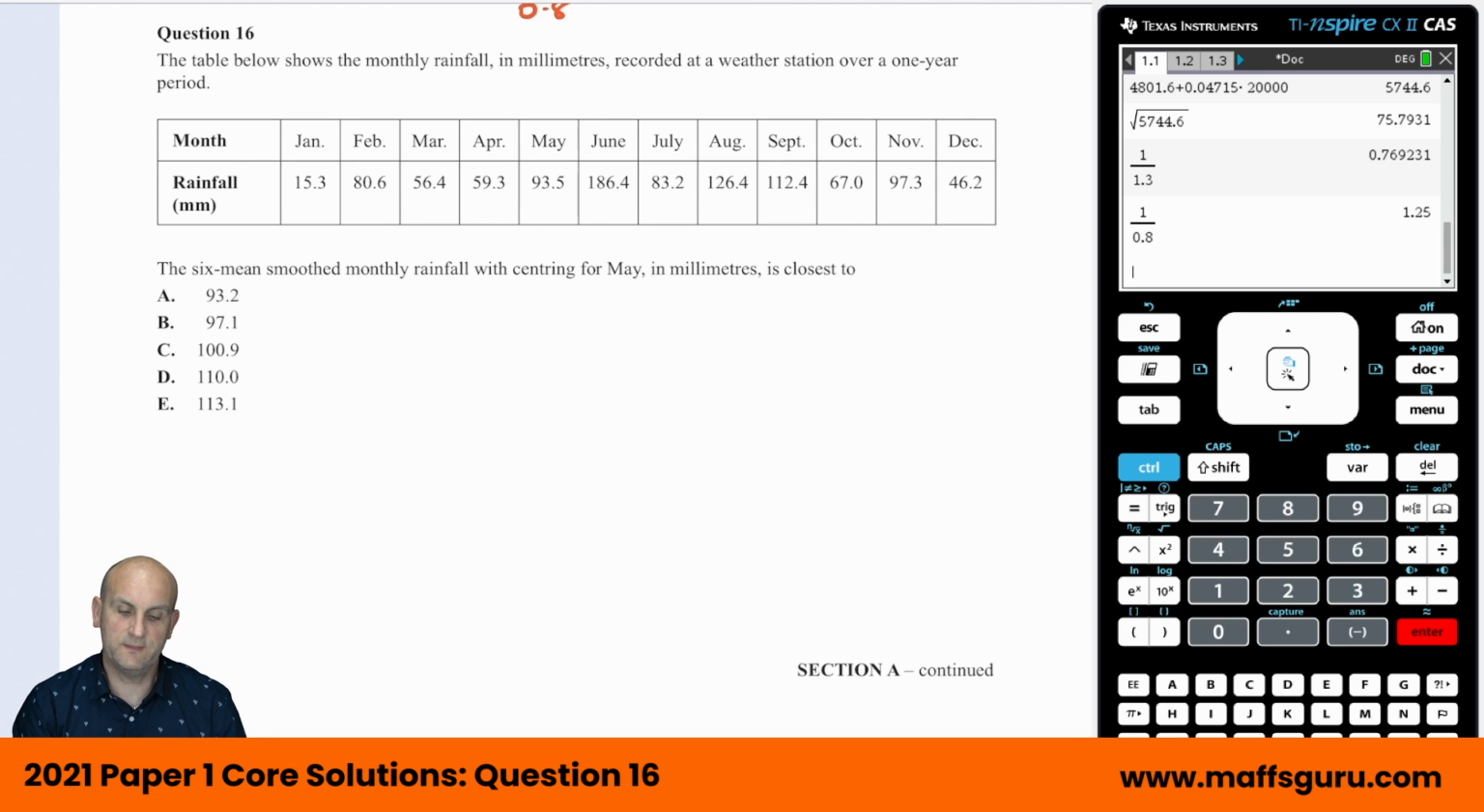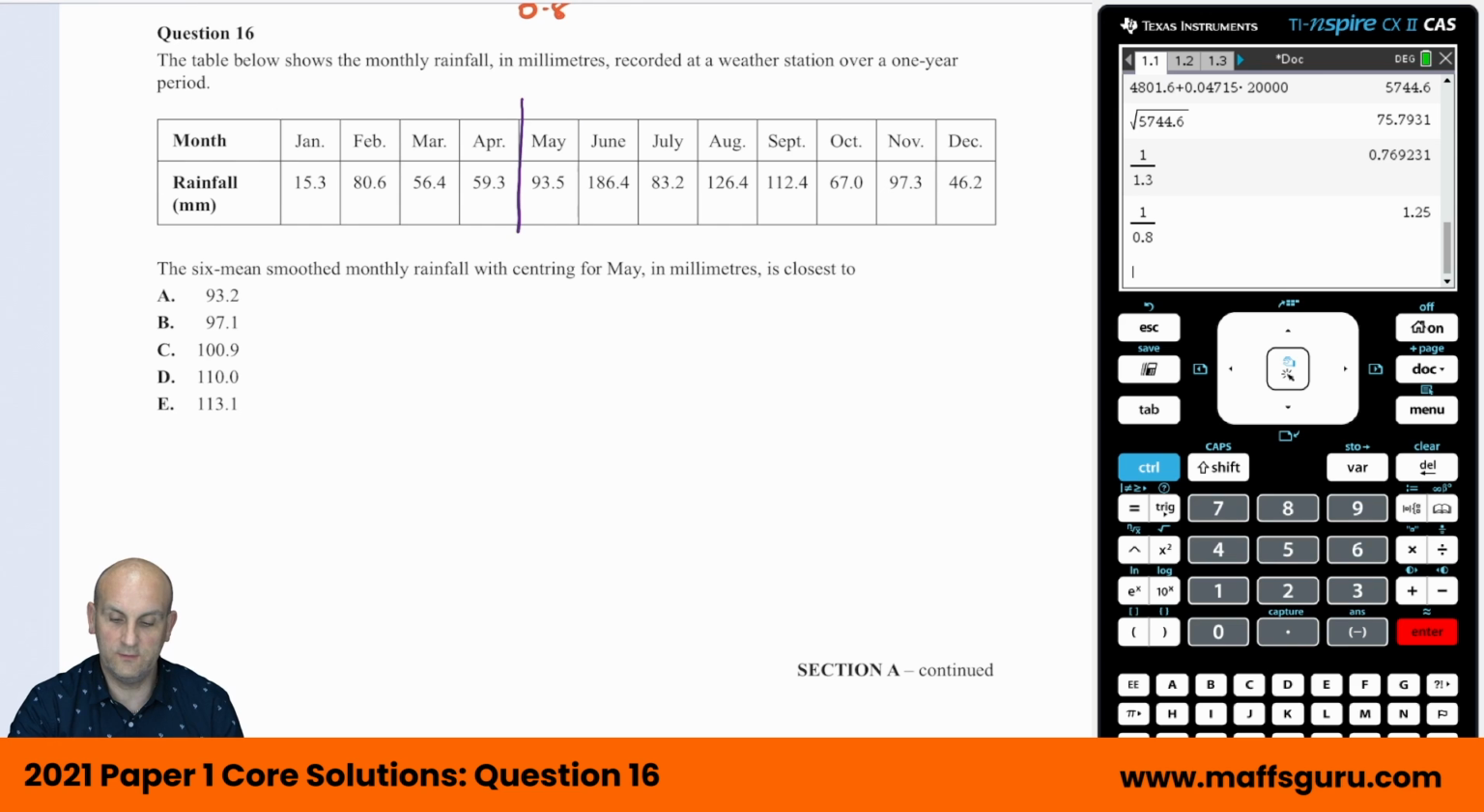The table below shows the monthly rainfall in millimetres recorded at a weather station over a 1-year period. I know where this one's going. The 6-mean smooth monthly rainfall centering on May. Now, because it's 6, we've basically got to choose 6 values to the left of May, 6 values to the right, and then average them.